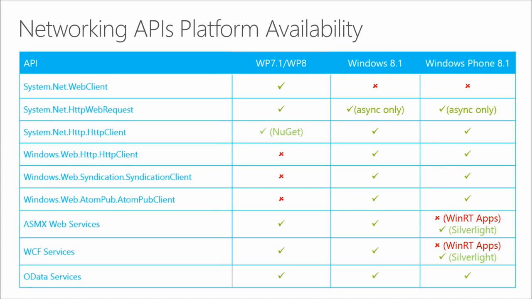I just want to call out a few things there. We've got HTTP web request and HTTP client. HTTP client has two flavors, system.net and windows.web. The windows.web one is the one you want to use. It's better than the system.net, which is the older, now almost deprecated, if you like, .NET API. And we've got a couple of convenience APIs, Syndication Client and Atom Pub Client, which make it easy to read content from those kinds of sources.